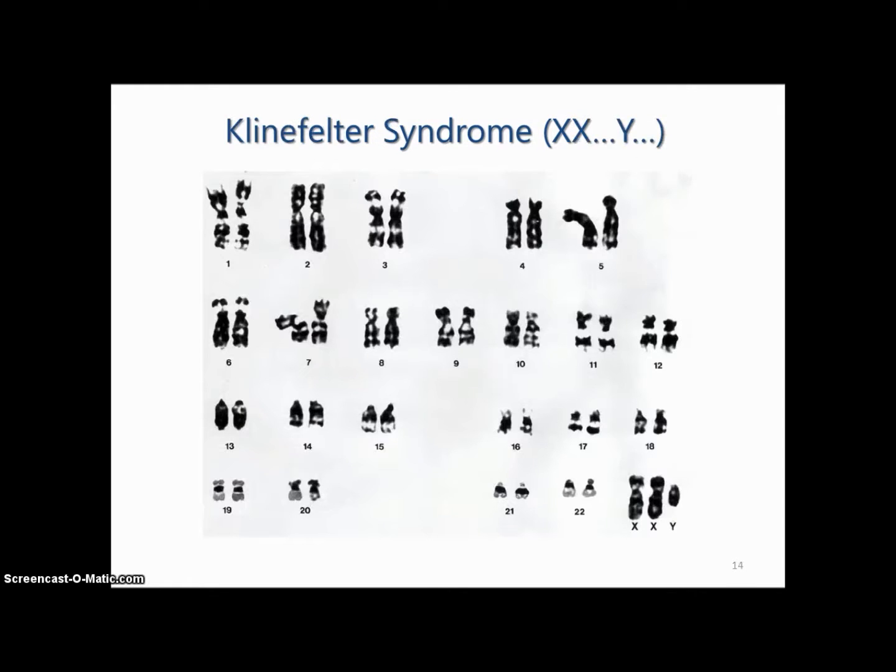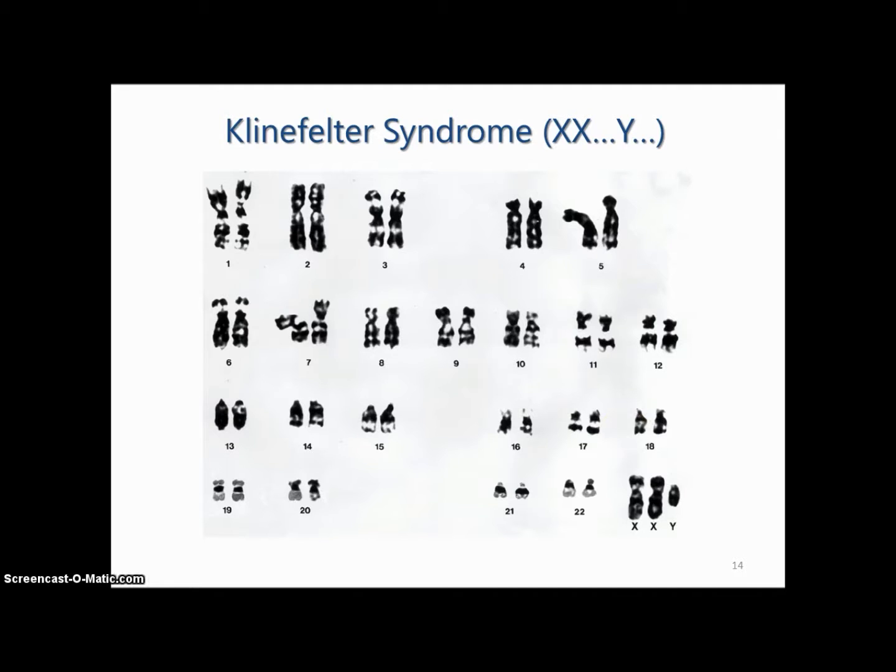Another chromosomal abnormality that leads to a disorder is one that causes Klinefelter syndrome. And this is what happens when you have multiple X's. So Turner syndrome lacks a Y. Klinefelter syndrome has multiple X's. And this individual has a karyotype that includes 2 X's and a Y, but you can also have more than 2 X's, and so the XXY is the most common form.